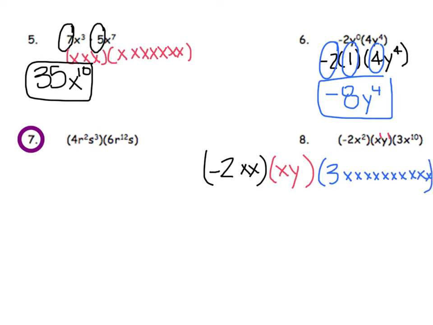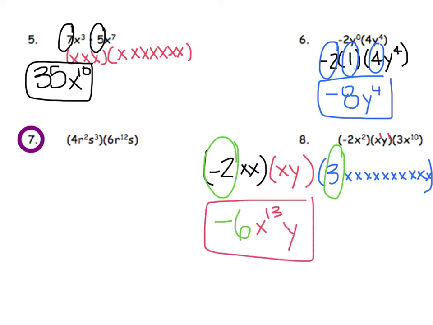Okay. First thing I do, circle my coefficients because I need to actually multiply them. So it's negative 2 and 3. Negative 2 times 3 gives us negative 6. Now let's count up how many x's we have all together. 1, 2, 3, and I know there's 10, so that's x to the 13th power. And how many y's do I have? Just the 1. So therefore, that would be the answer for that problem.